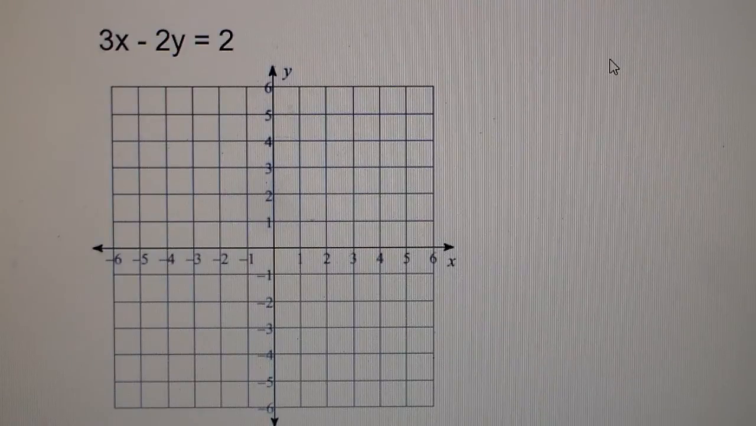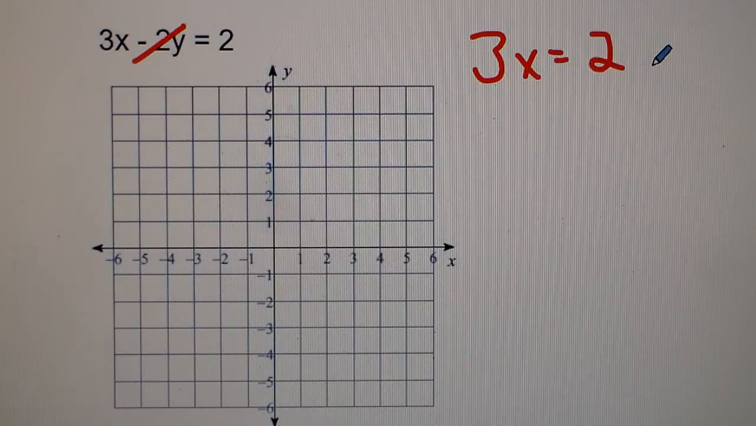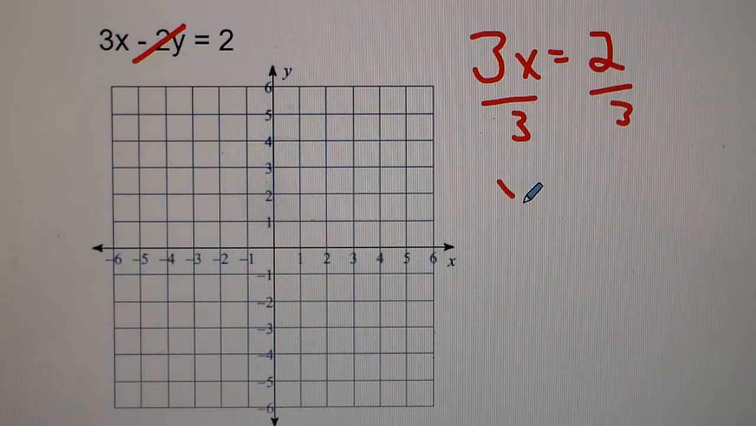So we have 3x minus 2y equals 2. Now to graph this equation, this line, we have to first solve for x, and then we're going to solve for y. So when we solve for x, we're going to eliminate the term with the y in it. So the minus 2y gets eliminated. So what we have here, we have 3x equals 2. We then divide by 3 to both sides. We find out that x equals 2/3.